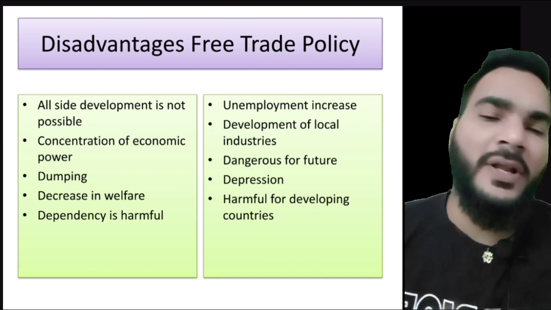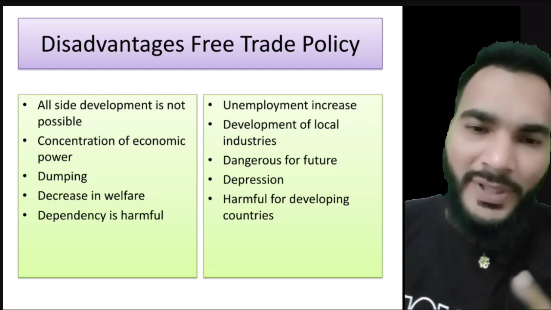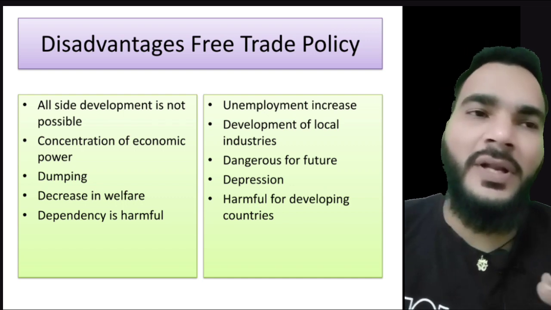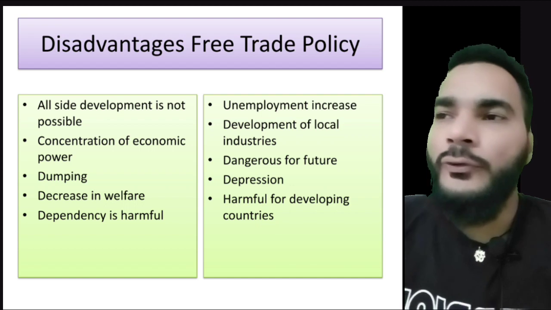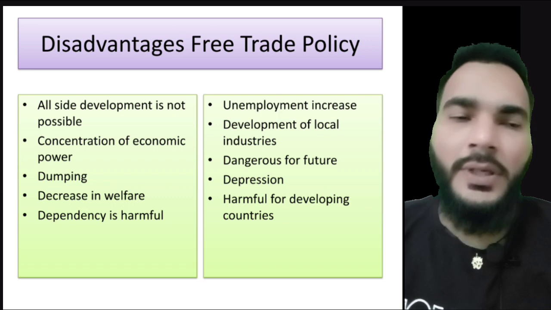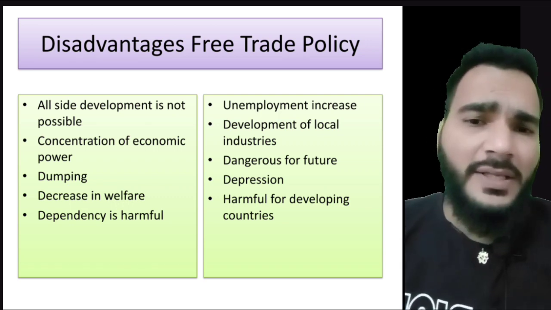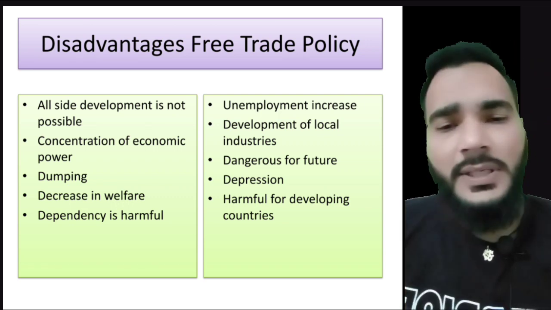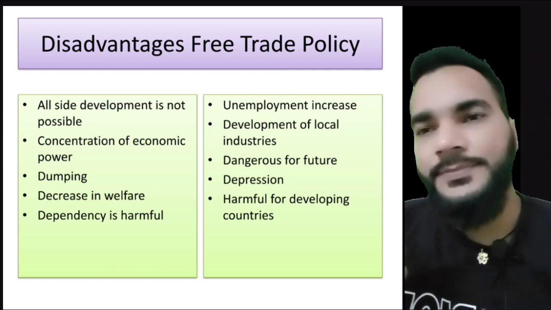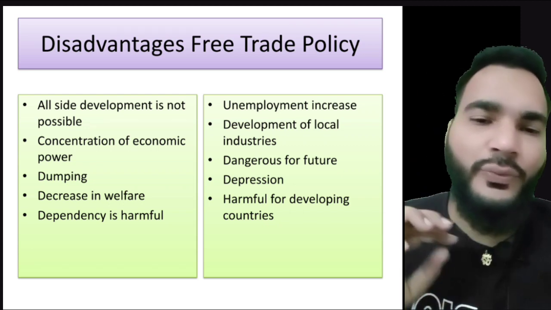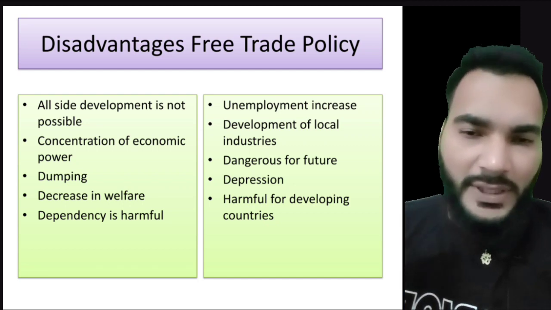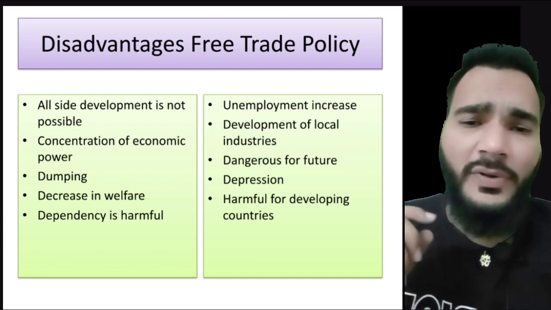Then decrease in welfare. As we saw in the advantages, it is for welfare, but it is also not for welfare in the sense that if only one particular country is generating a monopoly in a particular product and they increase the price, the customer has to pay the higher price. So it is not for the welfare of the country. Second, in your country there will be only one sector, so that is also not for the welfare of the other people. Everyone would not get the same kind of employment from one industry only.